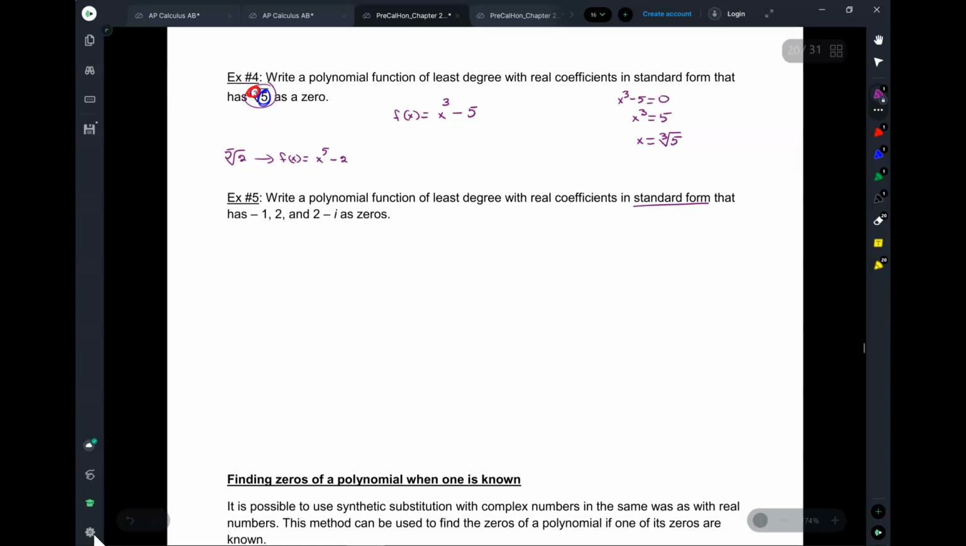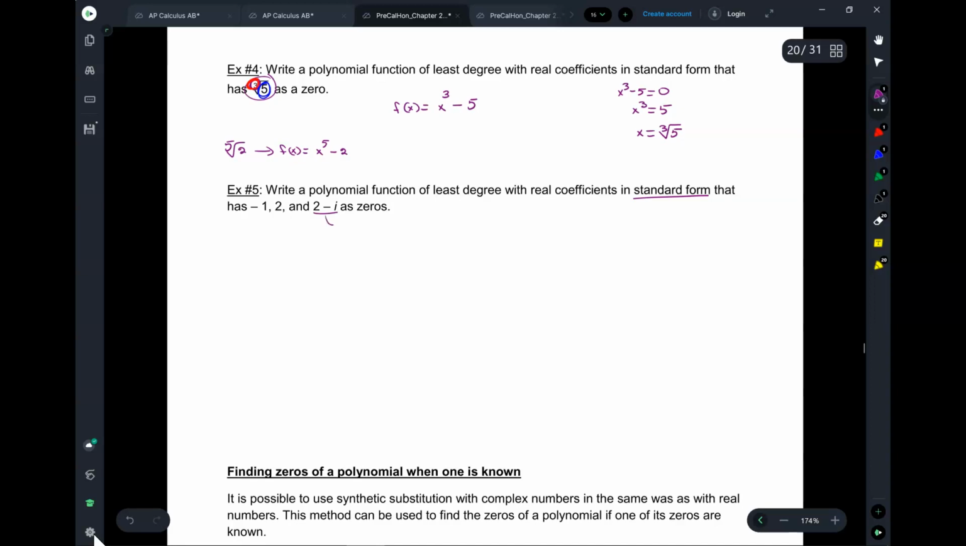Next, we want to write a polynomial function of least degree with real coefficients in standard form. That means written out with decreasing order of exponents, that has negative 1, 2, and 2 minus i as zeros. Okay, so here we have a complex number as a 0. Well, the thing with imaginary numbers is they always come in pairs. So you can never have only 2 minus i as a 0. If you have 2 minus i, you also have 2 plus i as a 0.